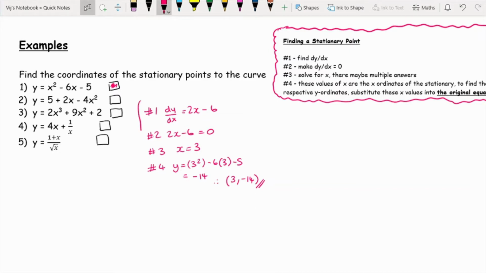Now, one thing I could easily do is get to a point where I'm writing down that a stationary point exists at that coordinate, but again, I'm not going to do this for this particular question.